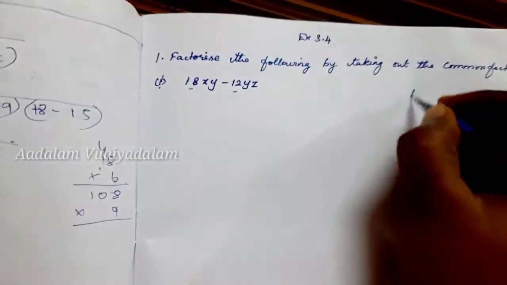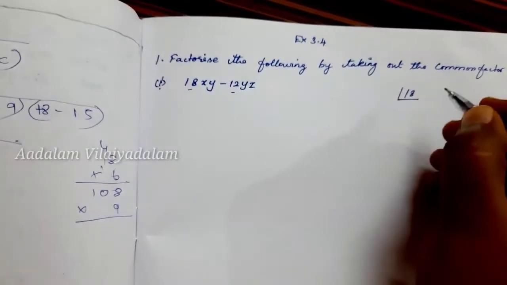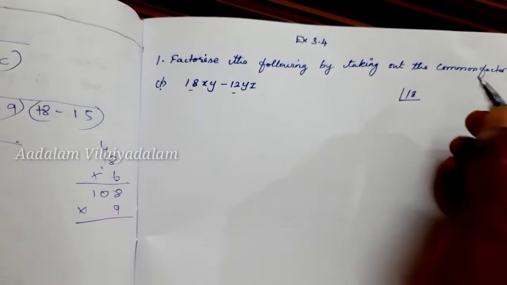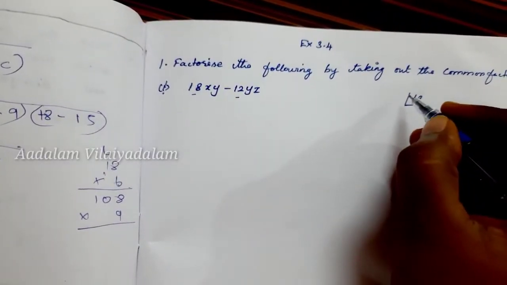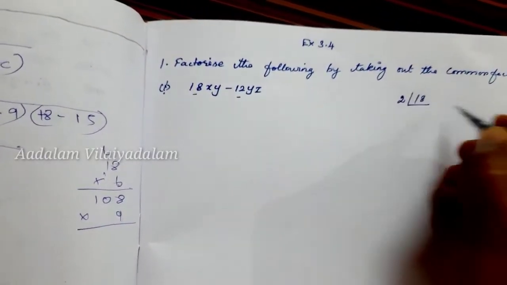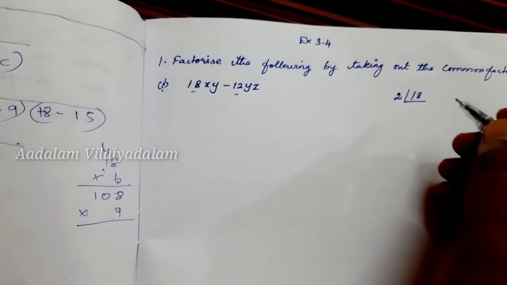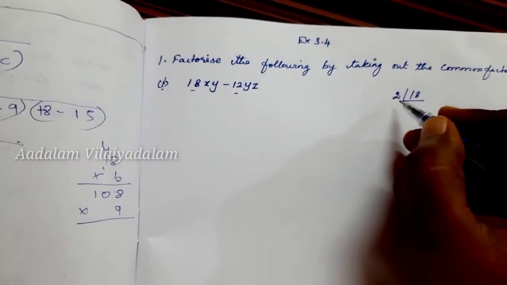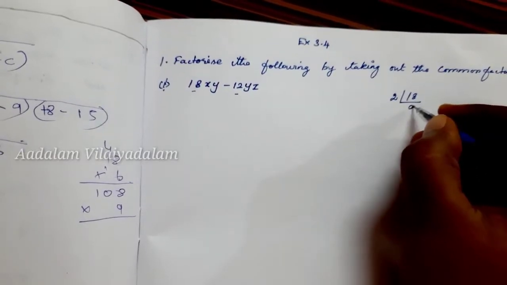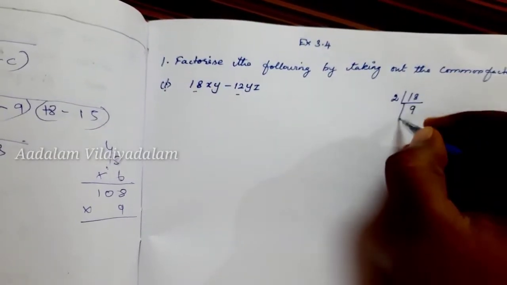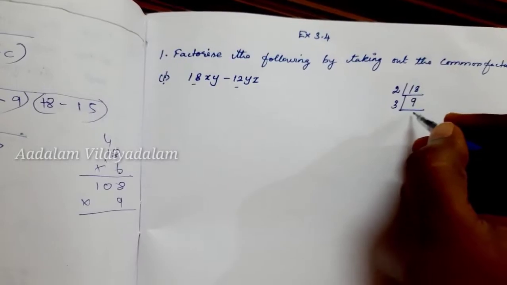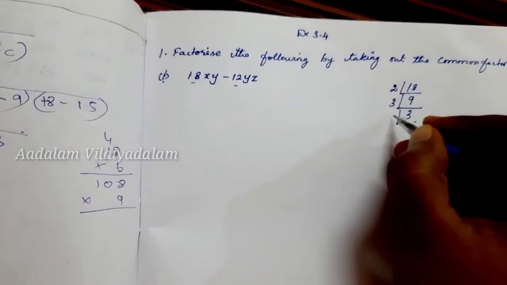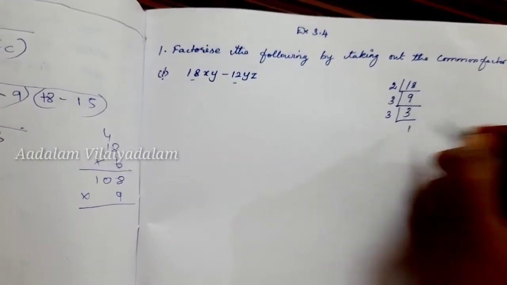So choose 18. Now let's do the division method or LCM method, that is, take the prime number 2 to divide this 18. Now just say the 2 table, we get 9, 2 9s are 18. Again we can use the 3 table for this 9. Then we get 3 3s are 9. If we apply the 3 table, then we get 1.